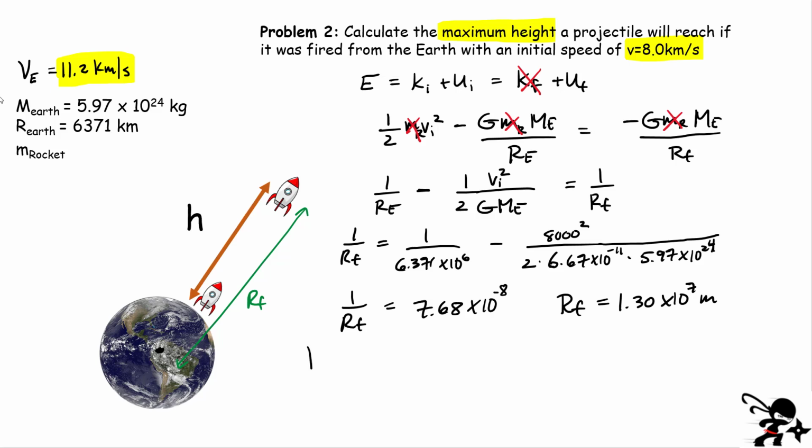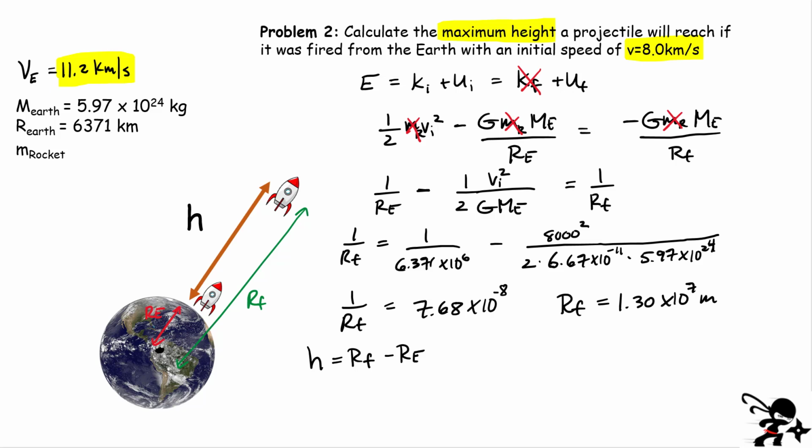So you can write an expression for the height as being my value RF that I just calculated minus the radius of the Earth, right? And you could see that from the diagram, right? Because you have both of those distances. If I sum them, they have to be equal to RF.